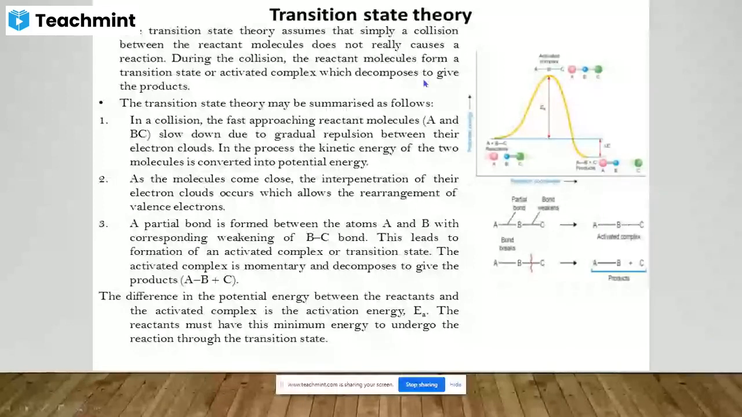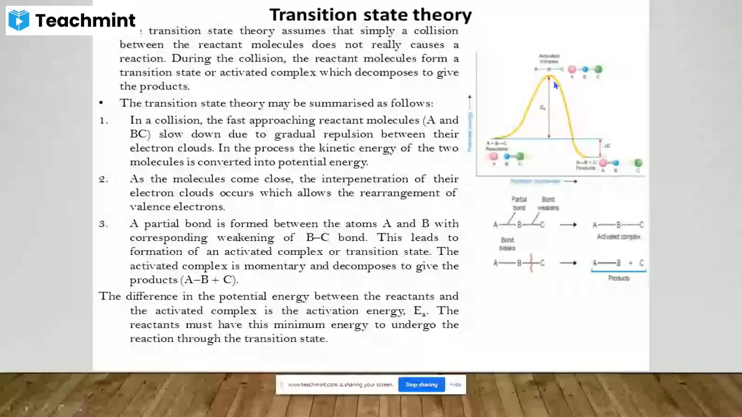So here A plus BC gives AB, a new bond formation, and C is the bond broken from BC. So this undergoes the transition state. This state is called the transition state or activated complex state. So this theory is called the activated complex theory or transition state theory.